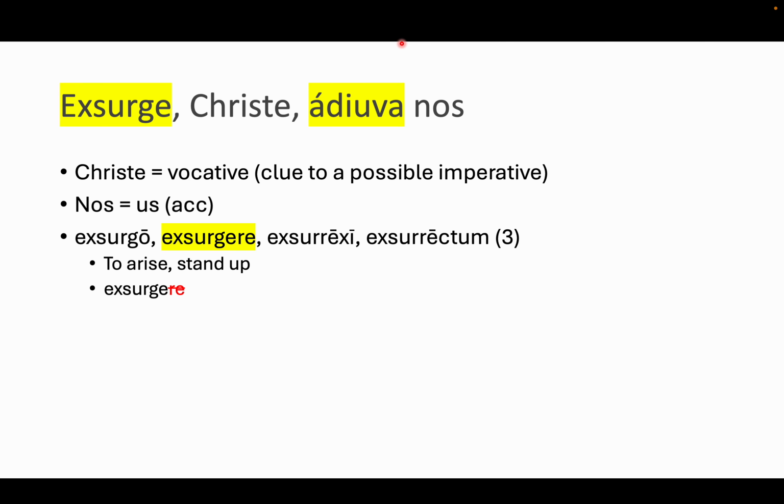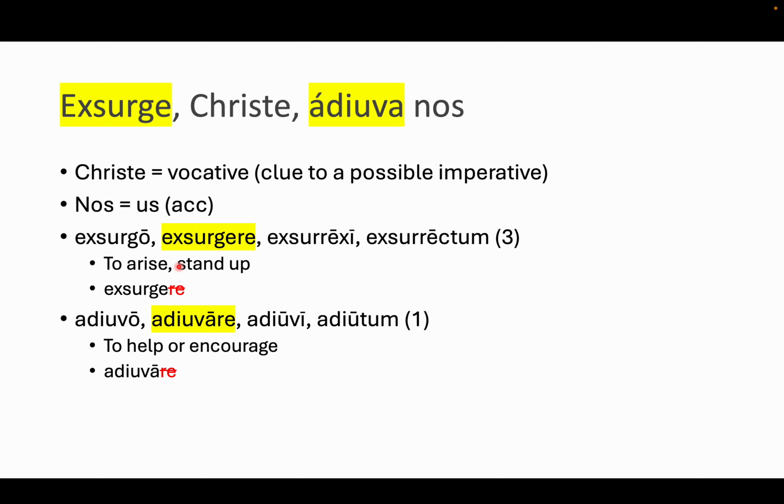So let's look at exsurge. Exsurgo or exsurgere is a verb meaning to arise or to stand up. We take the infinitive, exsurgere, we rip off the re, and we get exsurge. So exsurge is the imperative of arise. It means arise. And then ditto with adiuvare, to help or encourage, we rip off the re, and we get adiuva. So this sentence literally just means, arise, Christ, help us.